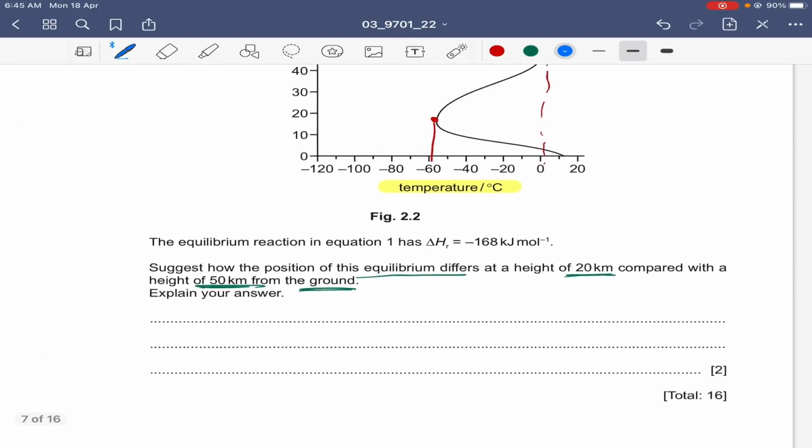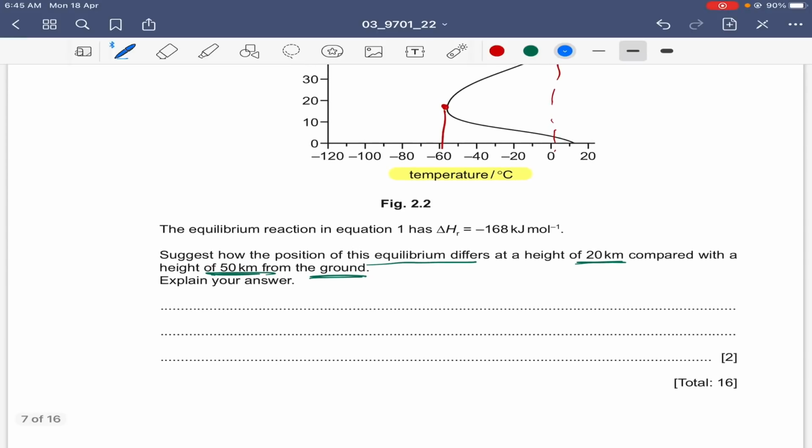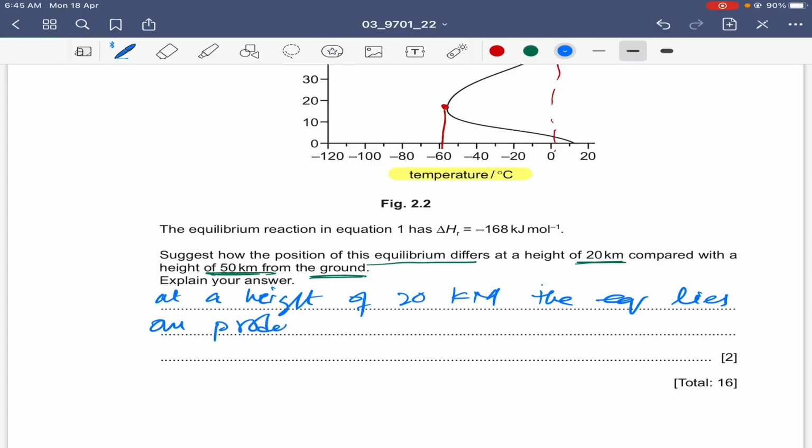So we can simply write down the answer here. State how the position of the equilibrium differs. At a height of 20 kilometers, the equilibrium lies on the product side, more SO3 and NO at equilibrium.